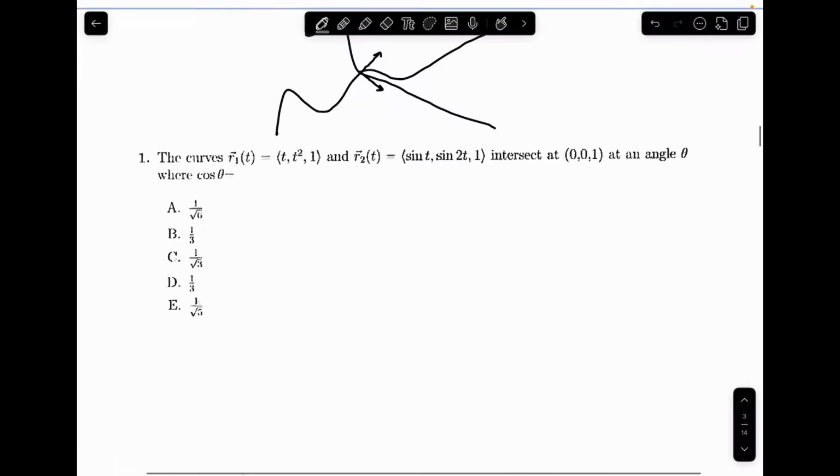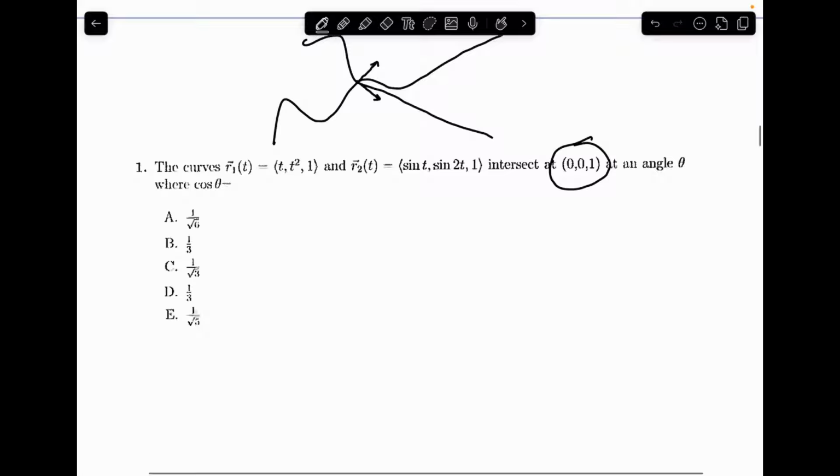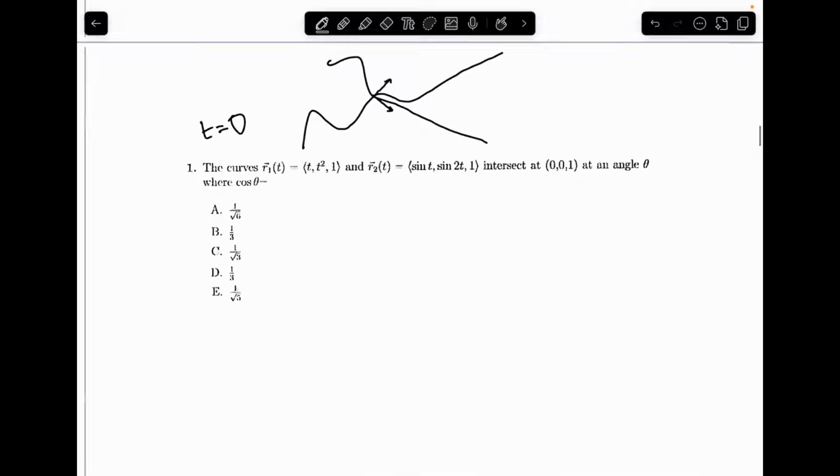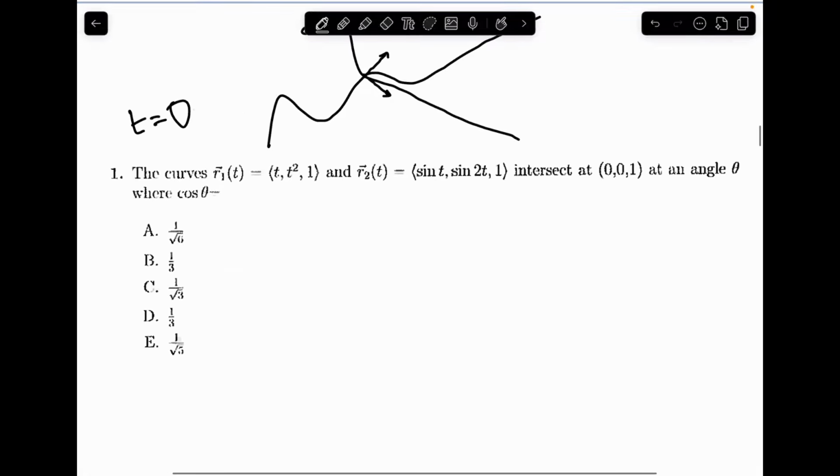First, it'll help to find the value of t where they intersect. For the first coordinate to equal 0, we have t equals 0. And for the second coordinate to equal 0, we of course have t equal to 0. So our t is going to be equal to 0.